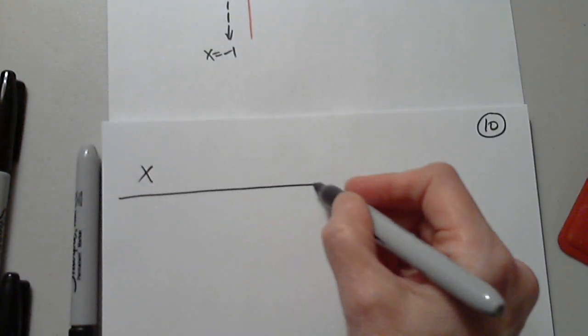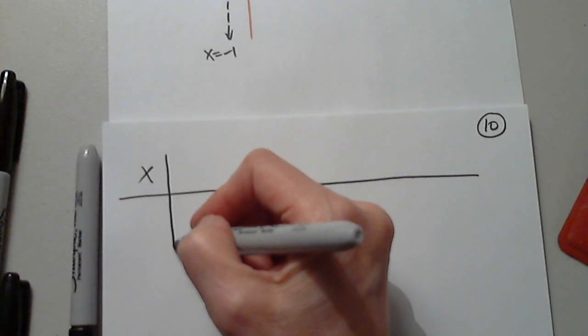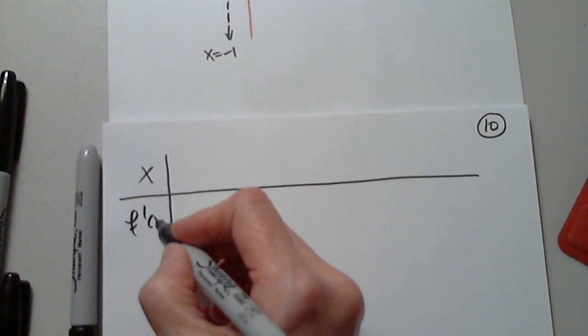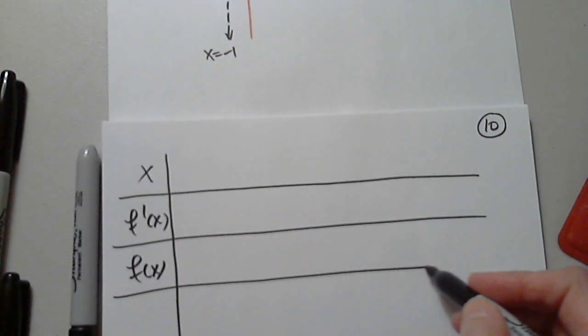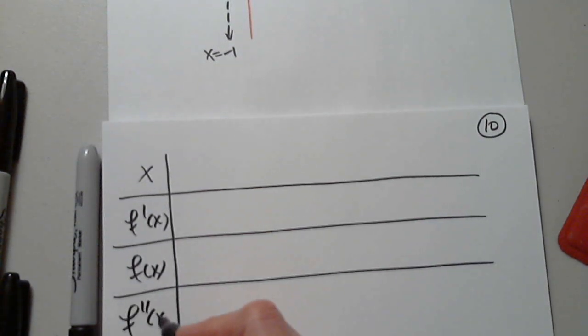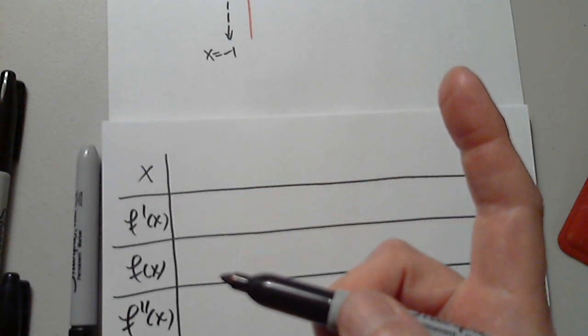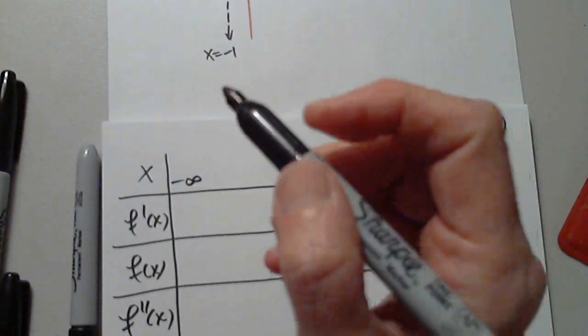Great job. I'm on page 10. See, I praised myself. No, I was praising you, actually. Good. So f prime of x, f of x, and the second derivative. We know the function does not exist at -1.